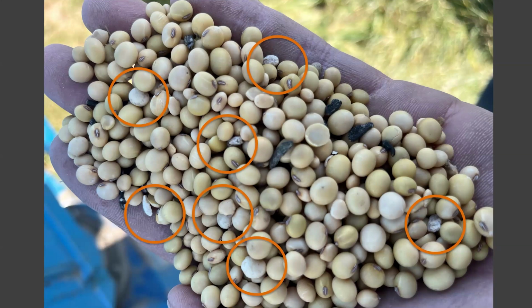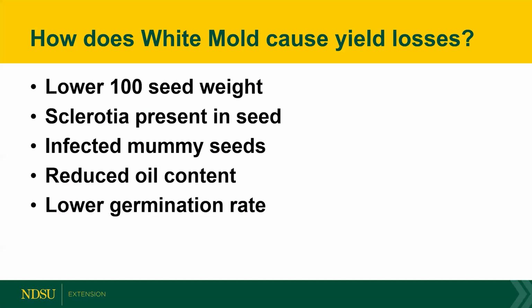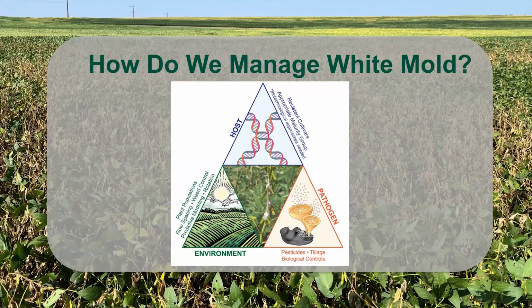So again, within this one image, we have all these different examples of yield losses associated with white mold. As a summary here, we have a lower seed weight, the sclerotia are present, these mummy seeds, the protein and oil are disrupted, and then potentially a lower germination rate if planted again the following season. So that's the biology, that's the disease.